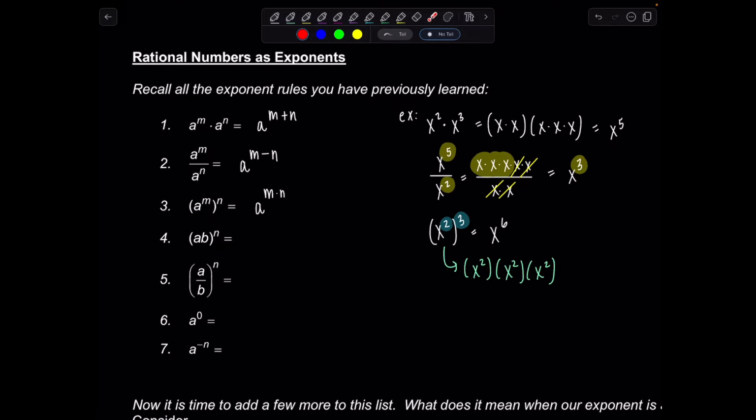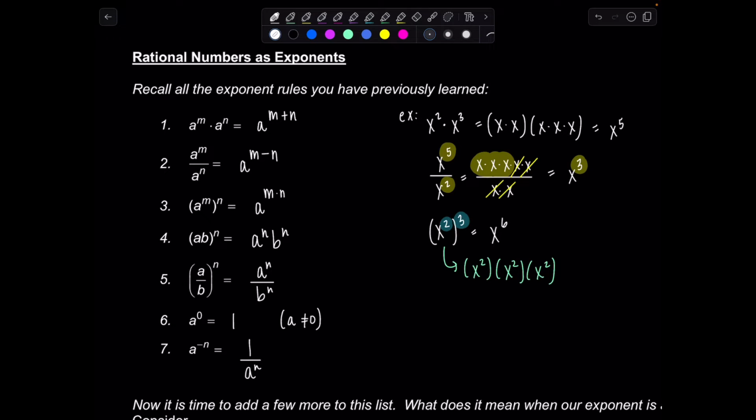Okay, the rest of the rules have to do with distributive property, basically. So when you have a times b raised to the n, that n distributes, and it's a to the n, b to the n. A divided by b to the n is a to the n over b to the n. A to the 0 is 1, provided a is not 0. If you have 0 to the 0, that's an indeterminate form. And then a to the negative n is 1 over a to the n.